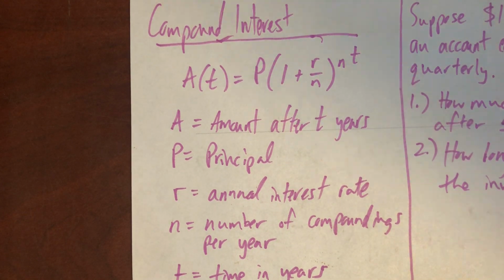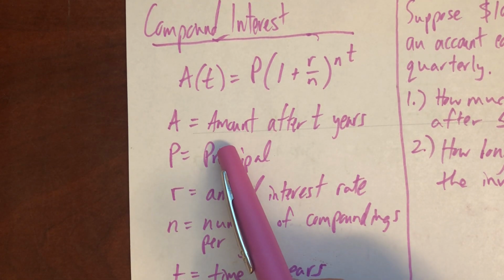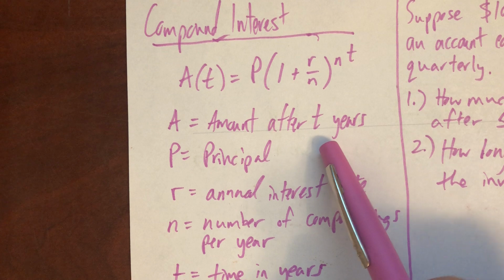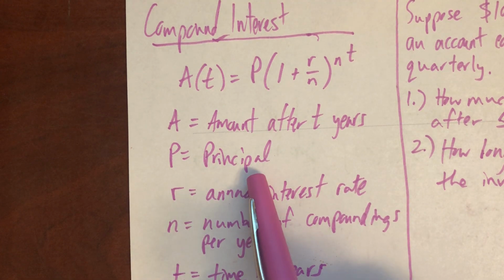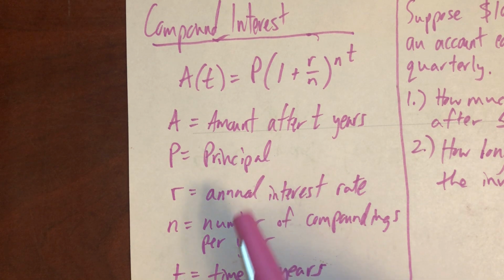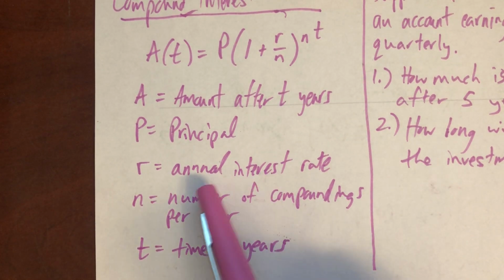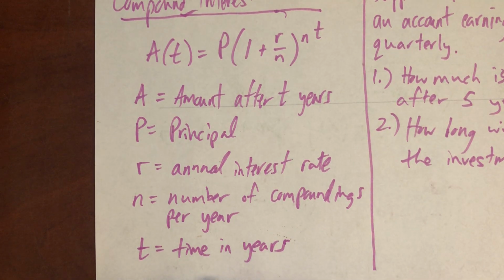We got a bunch of letters here. A, this is the amount that is in our account after T years. P is the principal. This is the amount that you start with. So this is our seed money or our initial investment. R, this is the annual interest rate. So this is the interest rate per year. That's kind of important here.